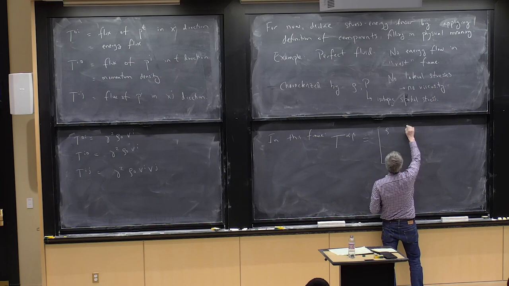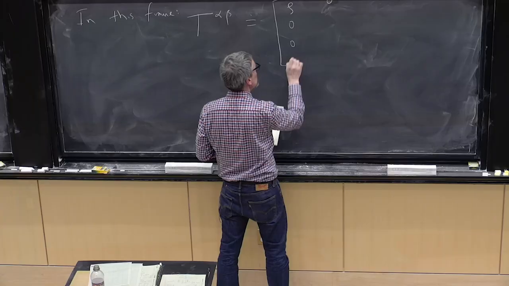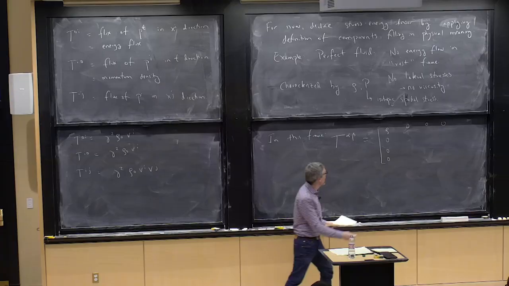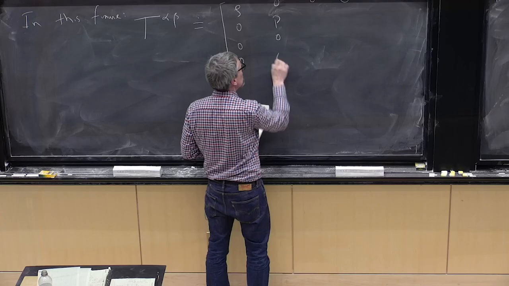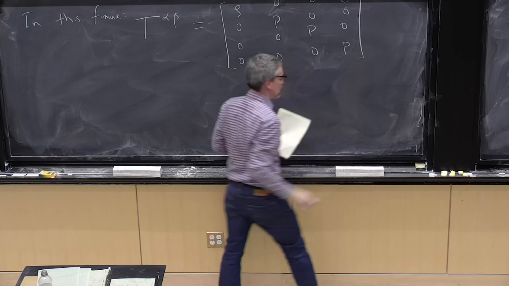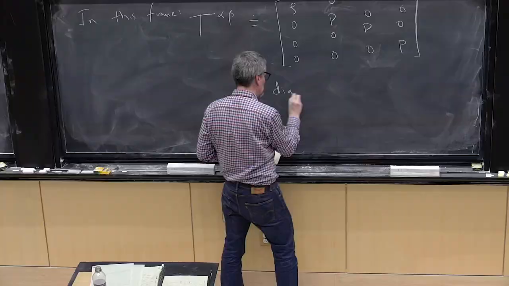There is no energy flux. By symmetry, if there's no energy flux, there is no momentum density, and my spatial stresses are totally isotropic, and none of them are lateral. So it just looks like this: the diagonal of (rho, p, p, p).